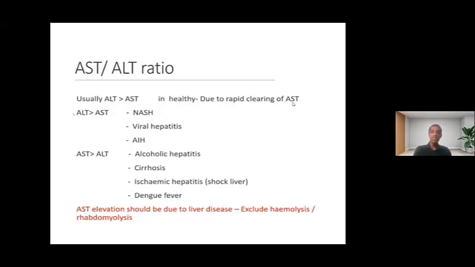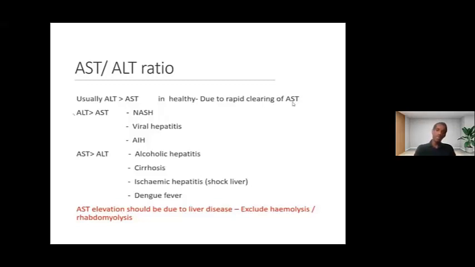So what are the conditions where you see the reversal of the AST and ALT pattern? If you suspect alcoholic hepatitis, that is a condition where you always see more AST than ALT. And cirrhosis, obviously. And ischemic hepatitis or shock liver, also you can see a high level of AST compared to the ALT level, and dengue fever.